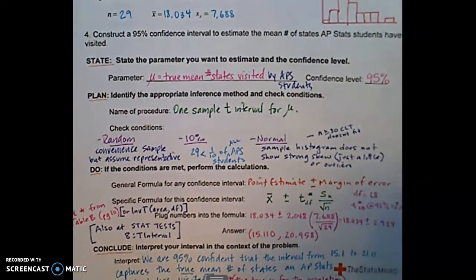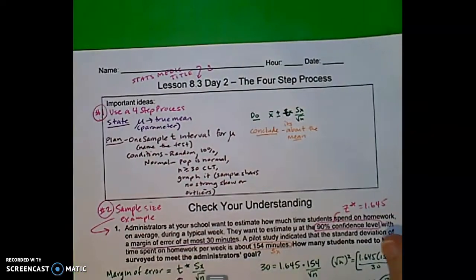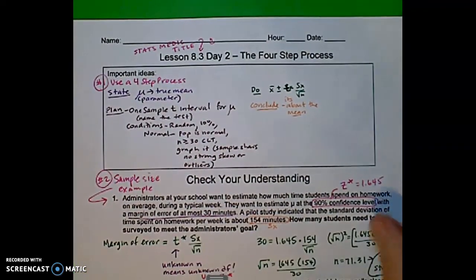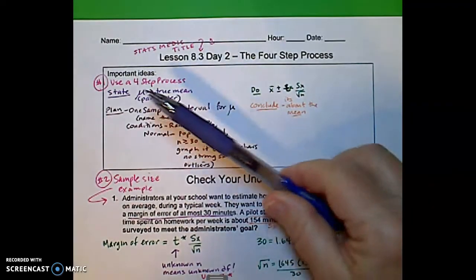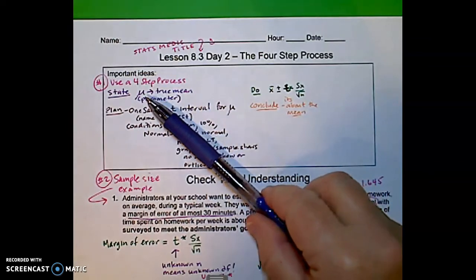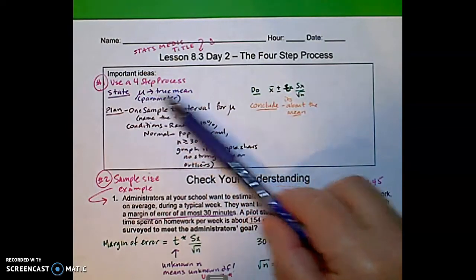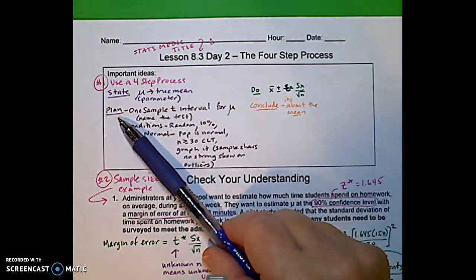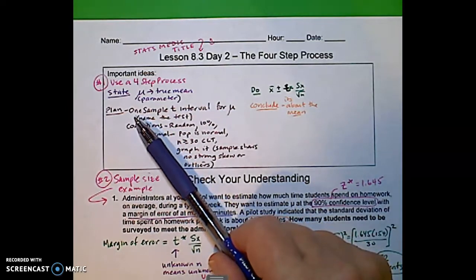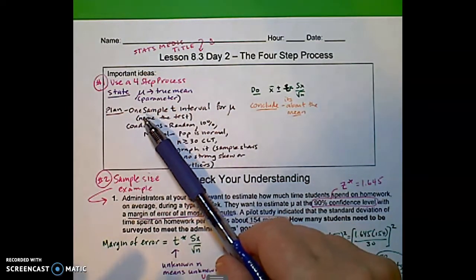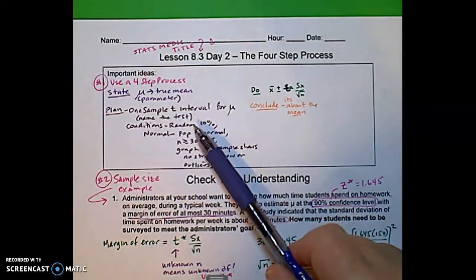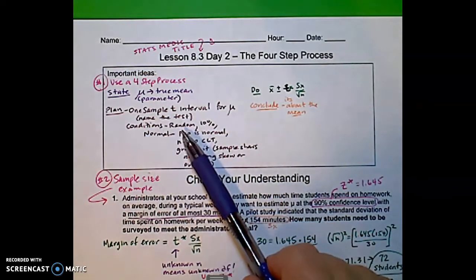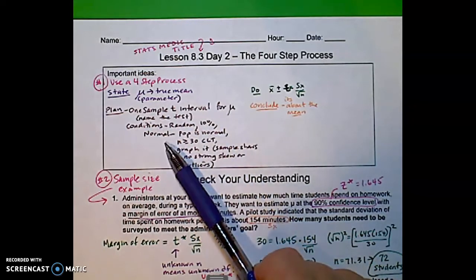Okay, so what do we have here? Let's conclude the parts. On the next page, we have a box for important ideas. We want to use a 4-step process. State what you're trying to find, which is going to be the parameter mu, our true mean. Plan it out. What test are we running? It's not a test. What are we trying to do here? A 1 sample t interval for the mean.